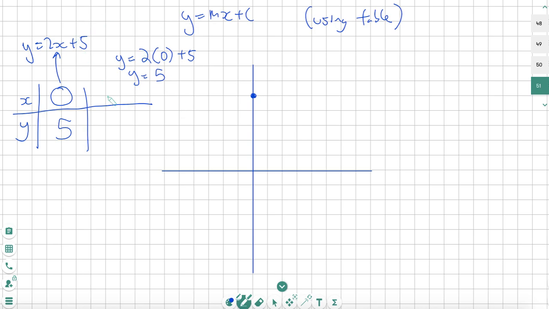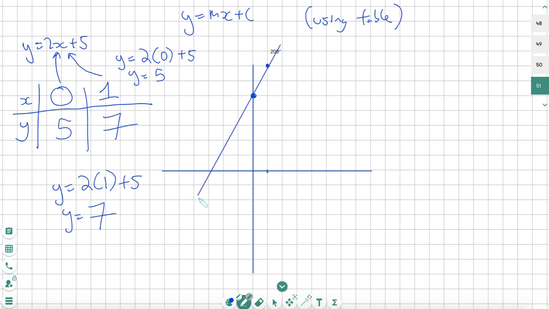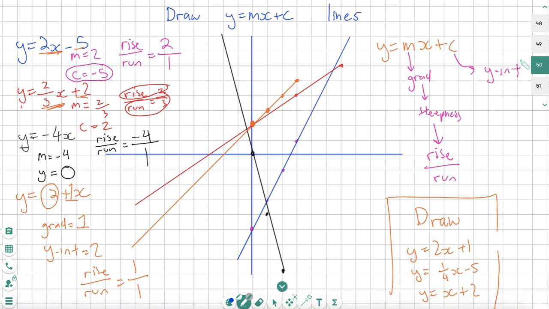And then you can choose another value for x. Let's say x can be 1. So we're going to replace x with 1. So y equals 2 times 1 plus 5. Y equals 2 times 1 is 2, plus 5 is 7. So 1, 7 over here. And this is the line. So the table method's good, or you can also use our gradient y-intercept method. So feel free to choose which method works best for you.